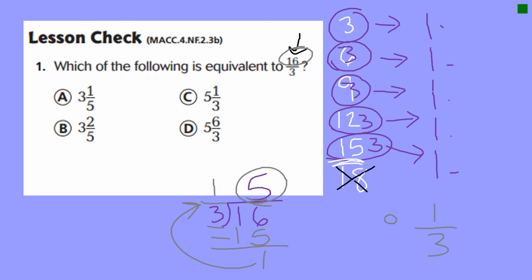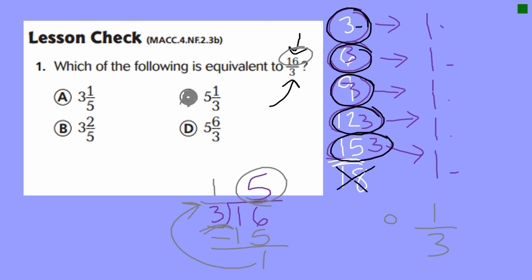Whole number 5, fraction 1/3. So each of these circles is one whole thing. That's 3 pieces. That's 3 pieces. How do I know 3 pieces makes a whole? Because 3 is the denominator. That's 3 pieces. That's 3 pieces. And that's 3 pieces.